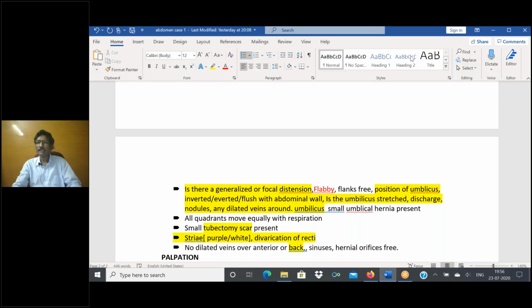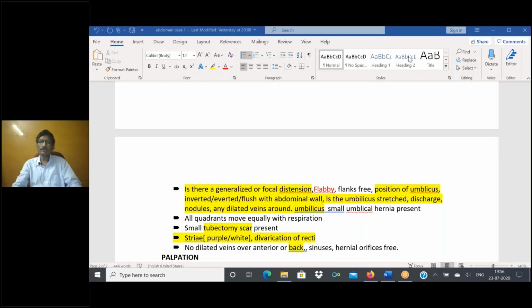Okay, now going ahead, is the elaboration of inspection clear? Okay, so now, is there any doubt you have highlighted?